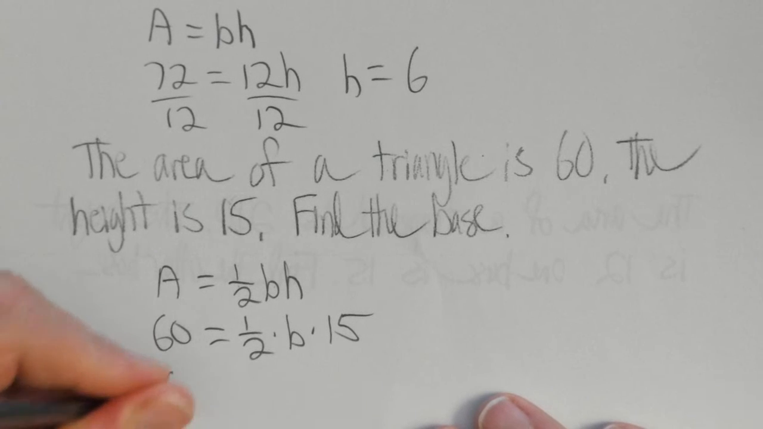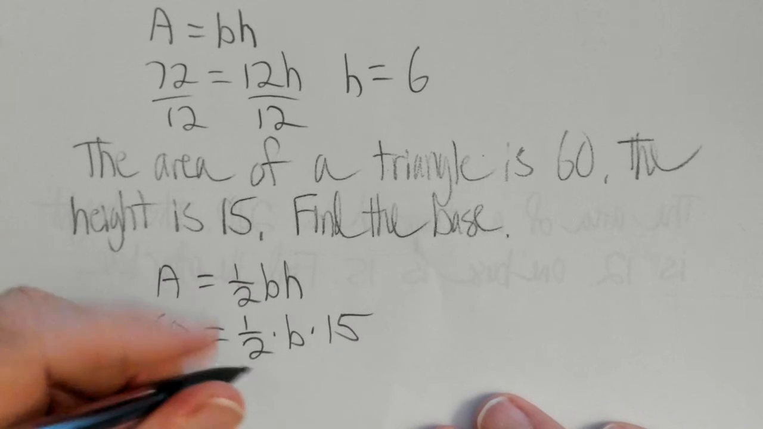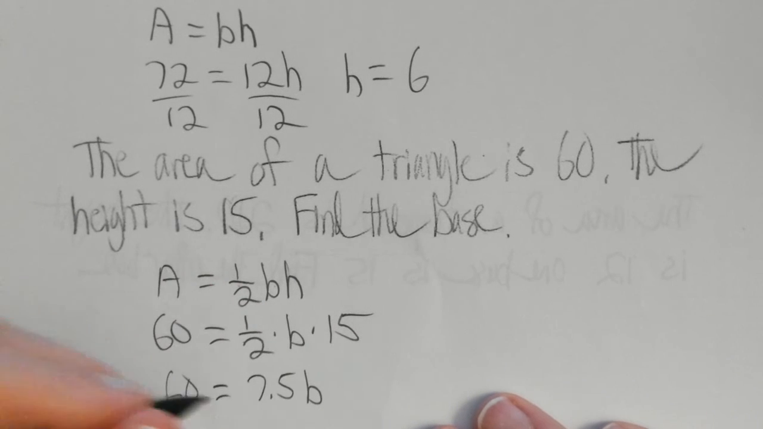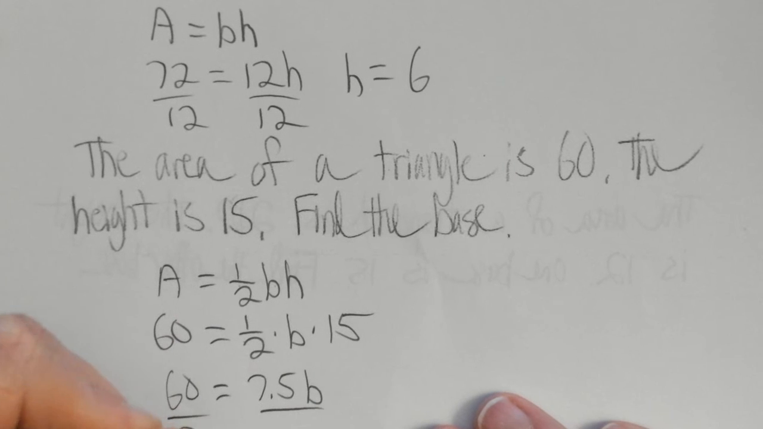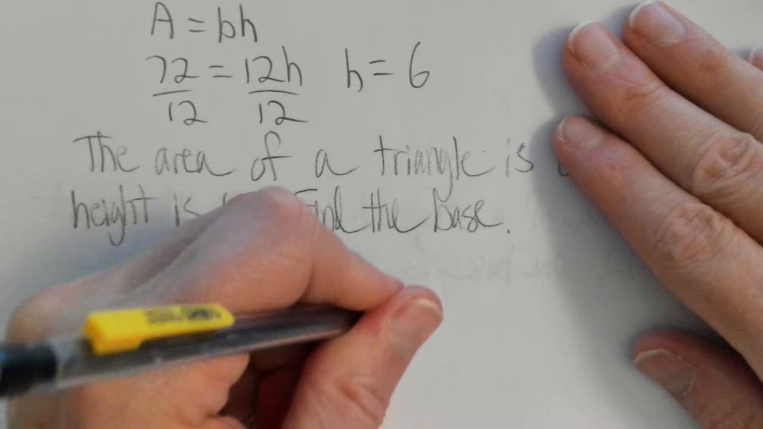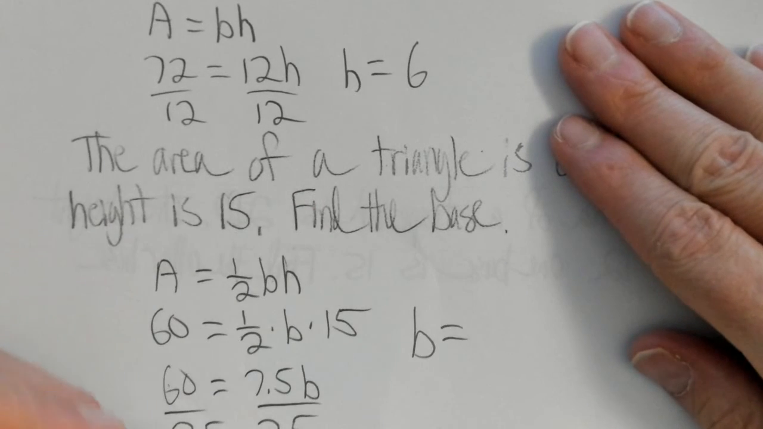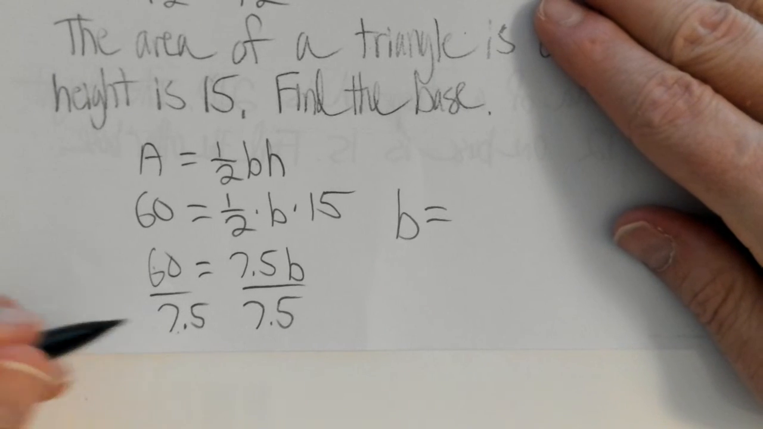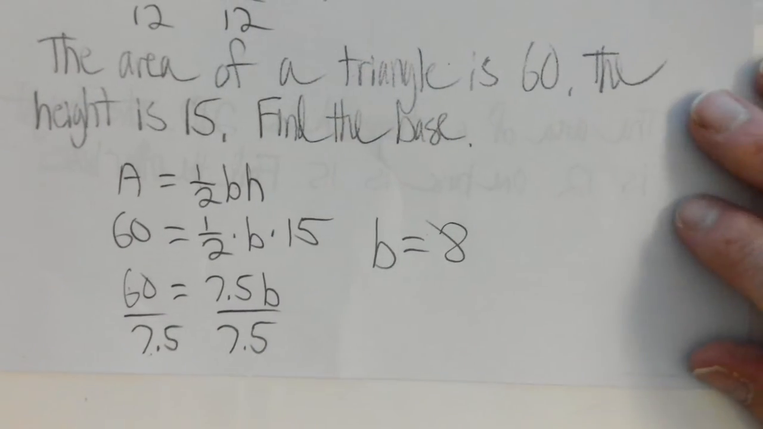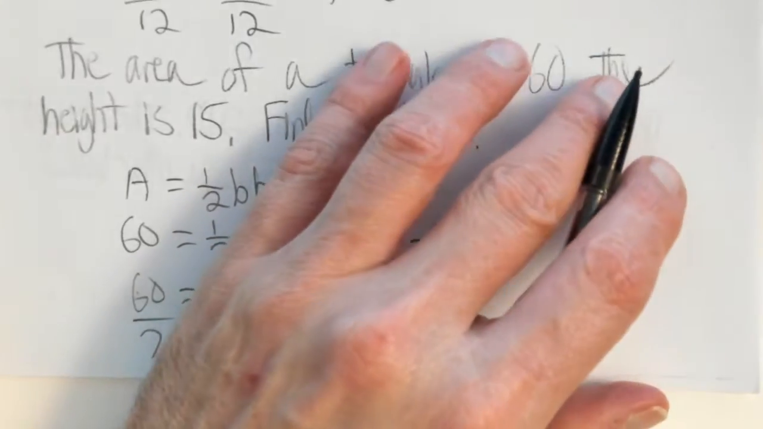So now this becomes 60 equals half of 15 is 7.5, so that's 7.5B. Now I need to divide both sides by 7.5. It'll cancel and give me B is equal to 60 divided by 7.5, which is going to be 8 as the correct answer there. Okay, all right, a few more that we want to take a look at here.